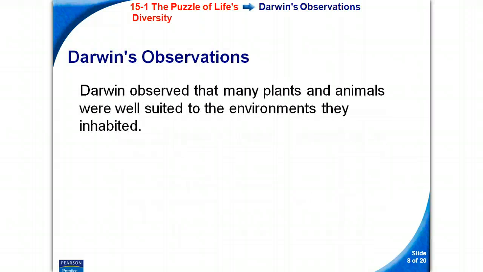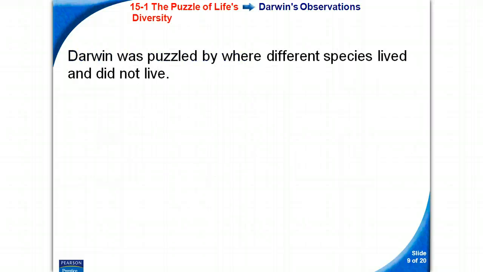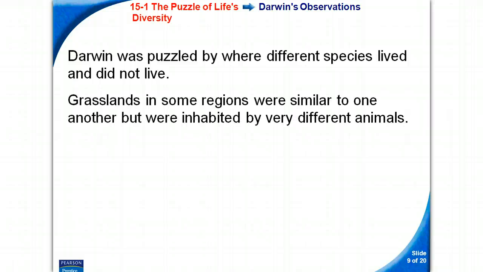Darwin's observations. Darwin observed that many plants and animals were well suited to the environments they inhabited. He was impressed by the ways in which organisms survived and produced offspring. Darwin was puzzled by where the species lived and did not live. Grasslands in some regions were similar to one another, but were inhabited by very different animals.